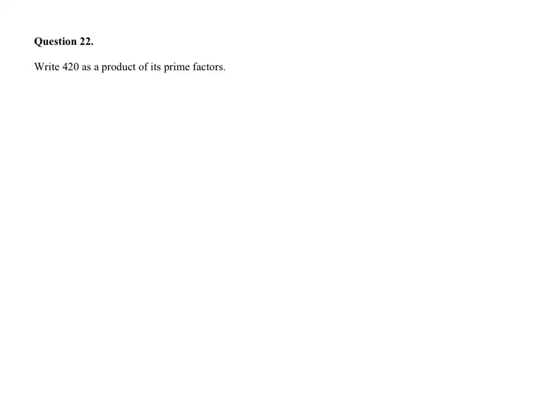The final question asks us to write 420 as a product of its prime factors. So what we need to do here is to draw a factor tree starting with 420 and then split it up into its prime factors. So I'm going to divide by 10, and 10 times 42 gives us 420. Neither of them are prime. If I split 10 up, that'll be 2 and 5. We'll circle those, both prime numbers.